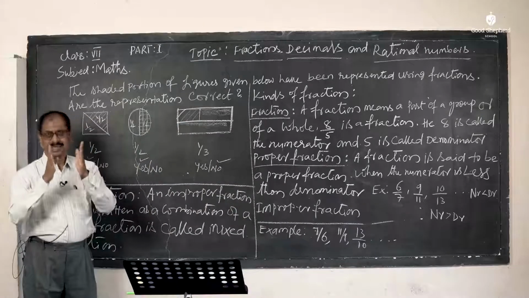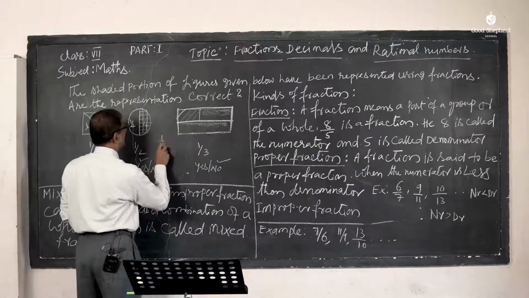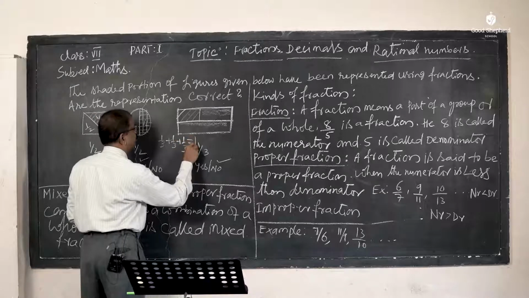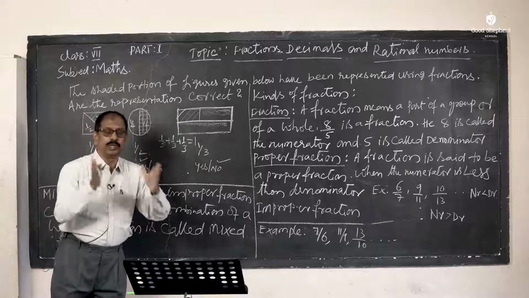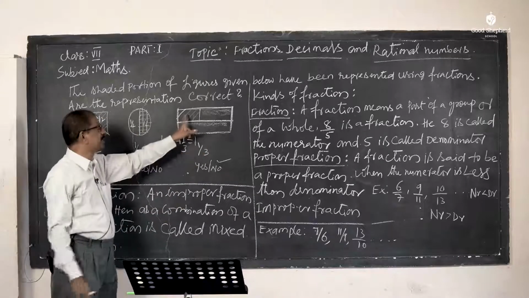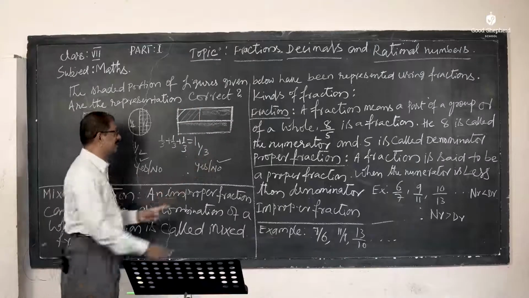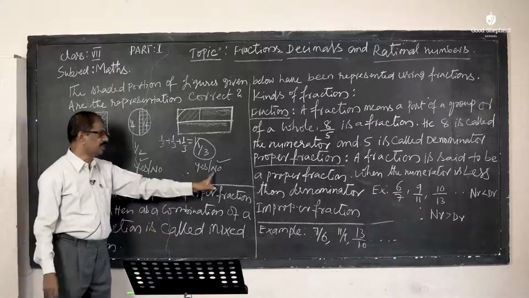It should be divided into exactly 3 equal parts. Then I can write that each part added, 1 by 3 plus 1 by 3 plus 1 by 3, should be equal to 1, which is a whole number. The number should be divided into 3 equal parts. So saying that the shaded part is 1 by 3 may not be correct. That's why I wrote no.